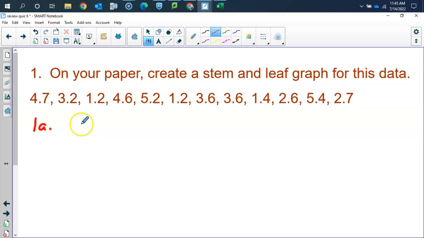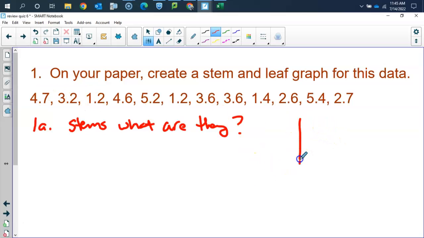Question 1A. How many stems and what are they? Go. Well, your stems on this stem and leaf are going to be our whole numbers. We've got a 1, we've got a 2, we have a 3, a 4, and a 5. So you should have said you have 5 stems and they are 1, 2, 3, 4, and 5.